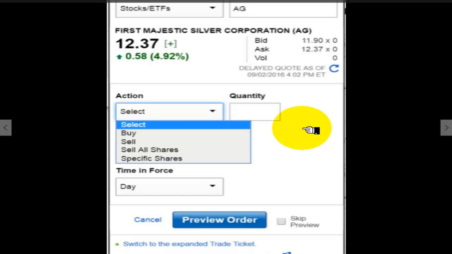Another neat thing is that most brokers should be able to set you up like this. If you're holding something, here's your action: buy, sell all shares, specific shares. When you're buying X amount of something, you can always leg yourself into or out of a position. What do I mean by that? When you're legging yourself in, you may start off with 100 shares of, let's say, this First Majestic. And then as it hits another price point, you buy 100 more shares. You're legging yourself into a position like that. And then you may get a full position.